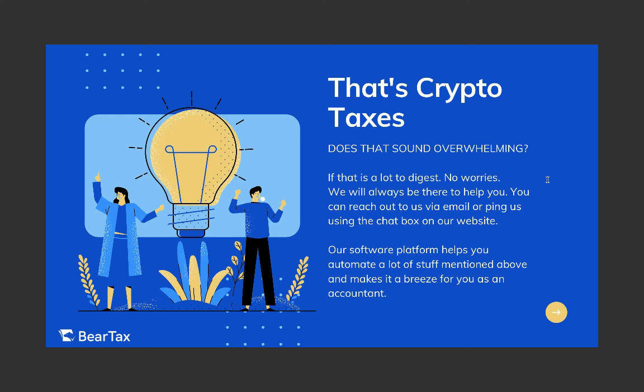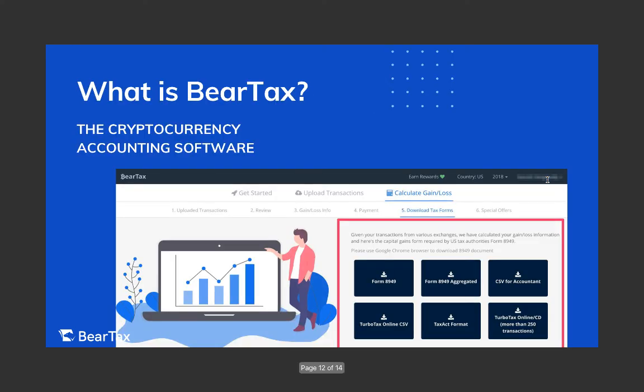You just import from every exchange, you choose FIFO or LIFO or specific identification, and it generates documents for you, like the 8949. It's prepared for you, pre-filled with your name and details and everything. So this is how it looks. We call it BearTax. It's a cryptocurrency accounting software.